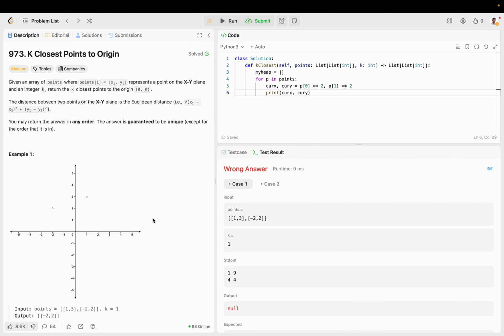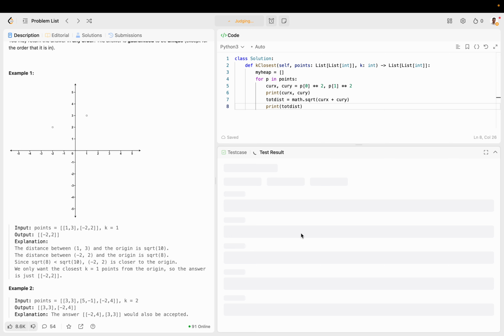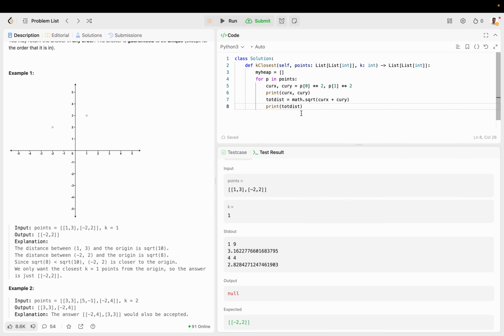This is squared actually, so okay, square root. Total distance is current x plus current y, and let's take the square root of that. Print total distance. Cool. So you can see there are some distances that are closer to the origin, some that are farther.